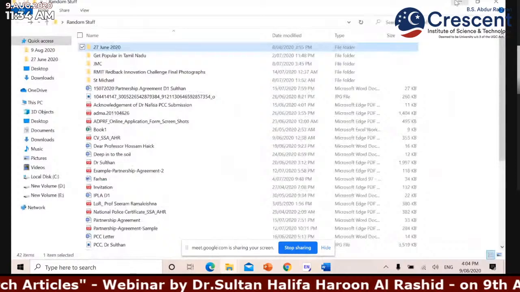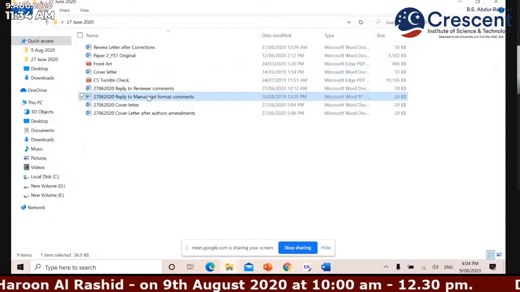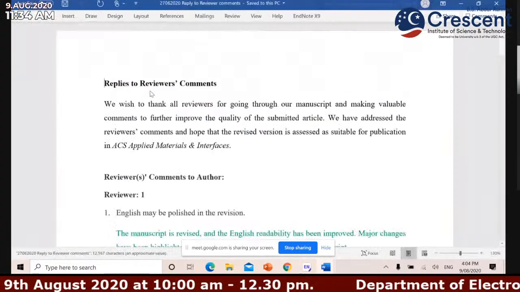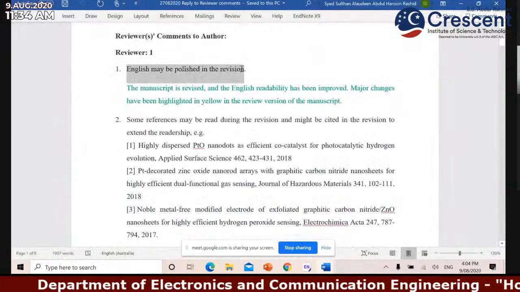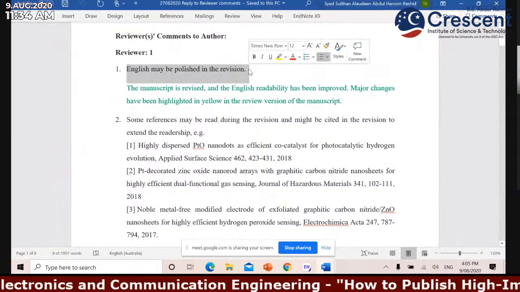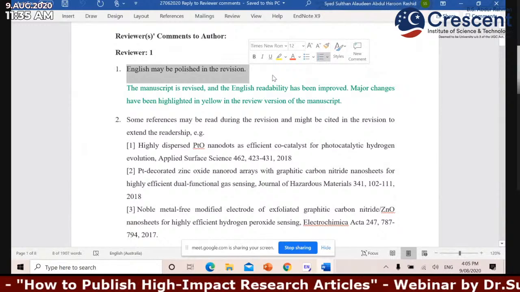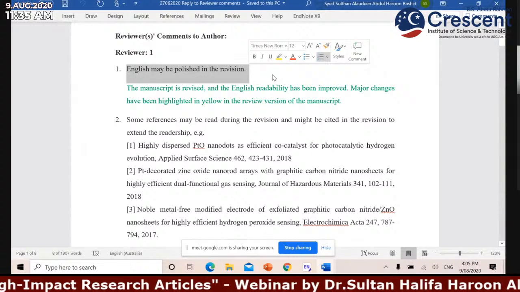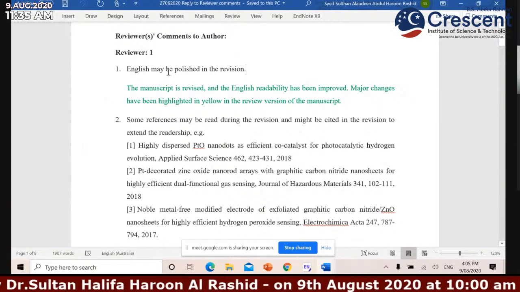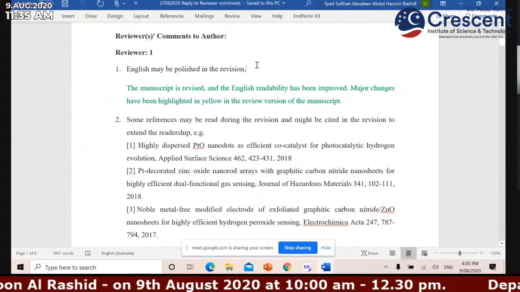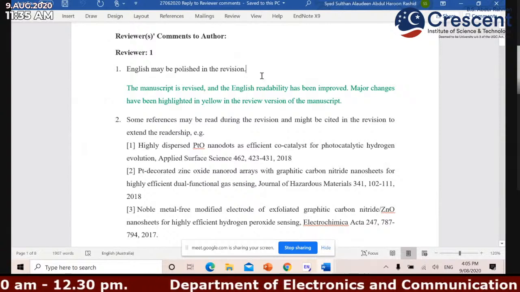Now, when it comes to scientific review, okay, here you go. Scientific review. Look. This paper was read by one of my friends who actually worked at Oxford University. He's a British guy, and I find his writing extremely mind-blowing. So he read my paper and he changed quite a lot of words. The first comment from the reviewer: English may be polished in the revision. So I said, oh yes, I have corrected the English, but actually I didn't do much. I made a few corrections here and there.